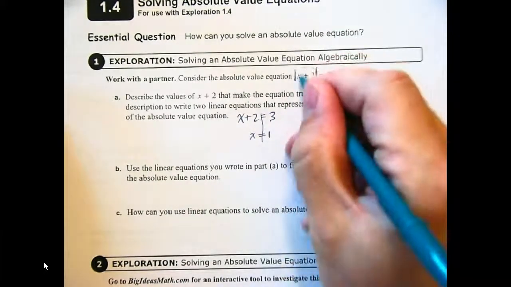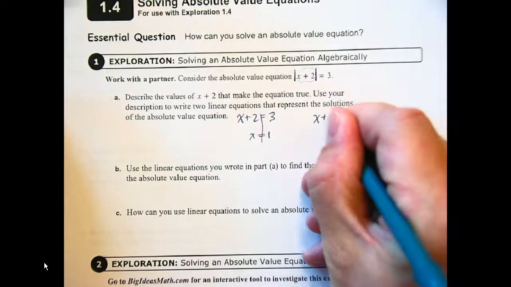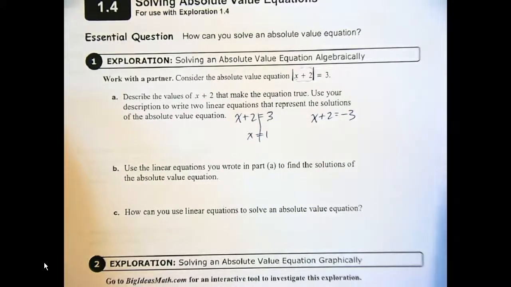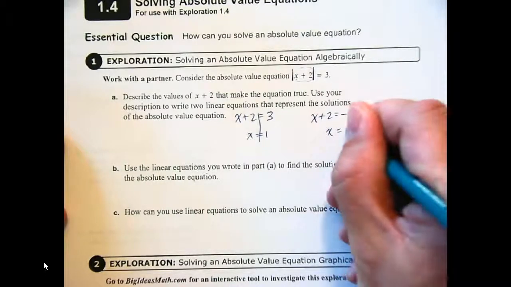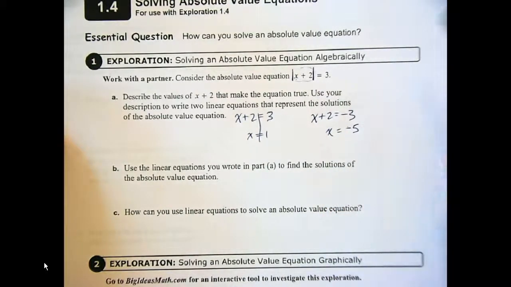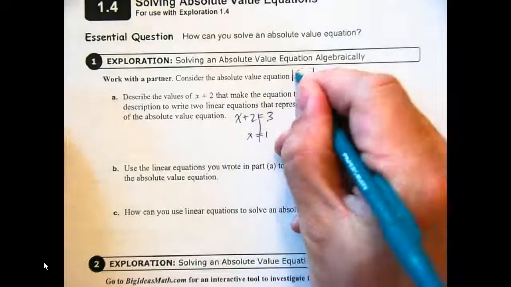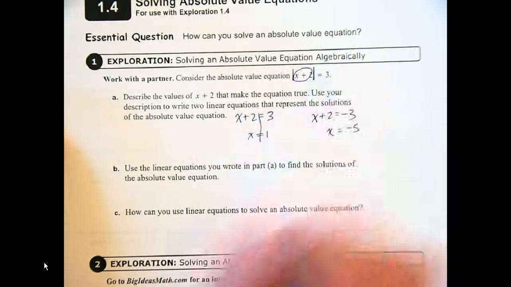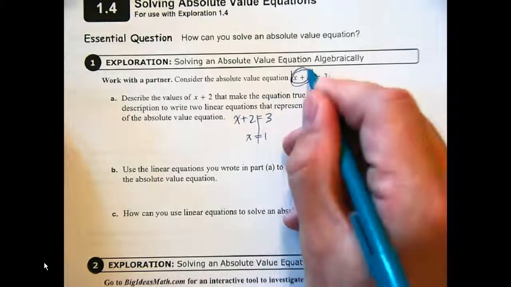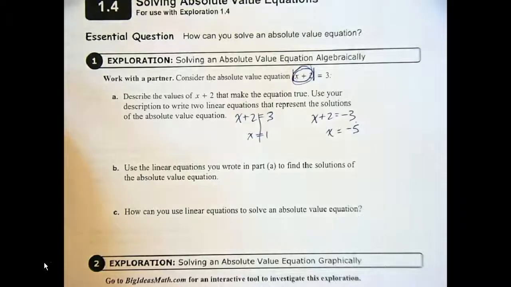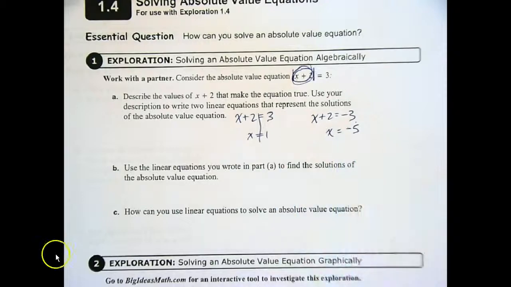Alright. So if I put a negative 5 in for x, I would get what? x plus 2 would equal negative 3. Right? And so Kai gets a negative 5 by solving that. So the two equations: x plus 2 equals 3, so if this thing equals 3, 3 is 3 units from 0. If x plus 2 equals negative 3, negative 3 is 3 units from 0. The linear equations we wrote in part A, we can use to find those solutions.